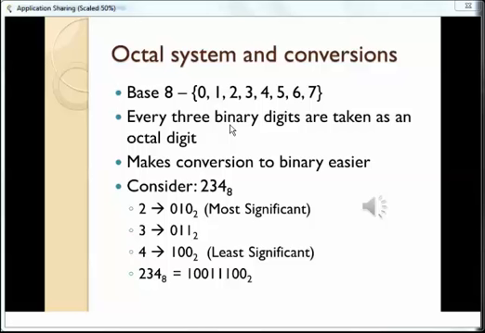So notice that we have 3 digits that we're converting to in binary for each 1 digit in octal. So 234 base 8 is equal to the string 1, 0, 0, 1, 1, 1, 0, 0. So we see that we have significantly fewer digits for the octal representation than binary.